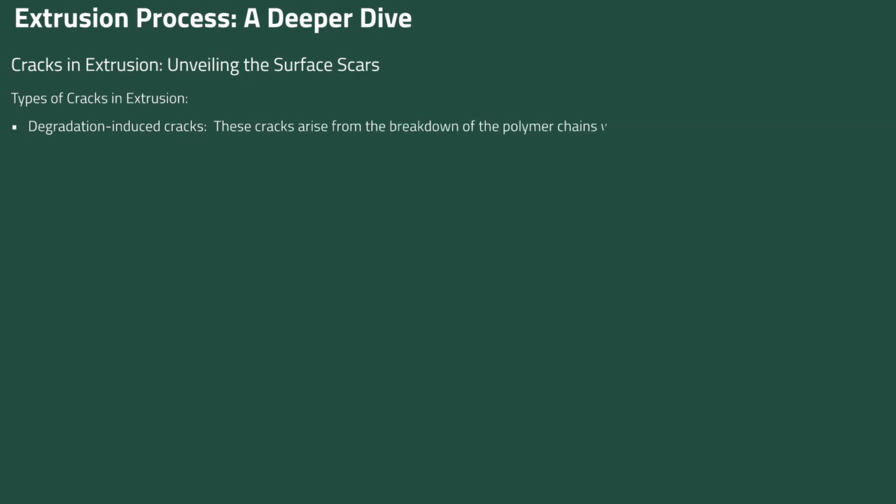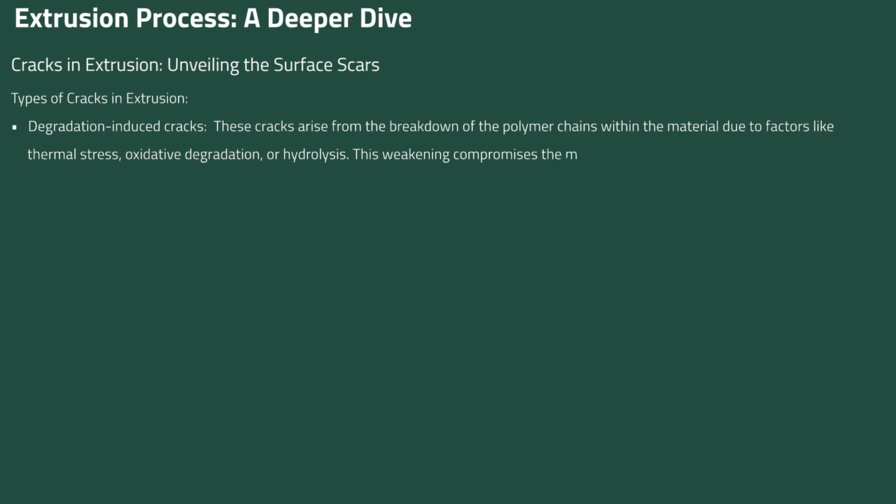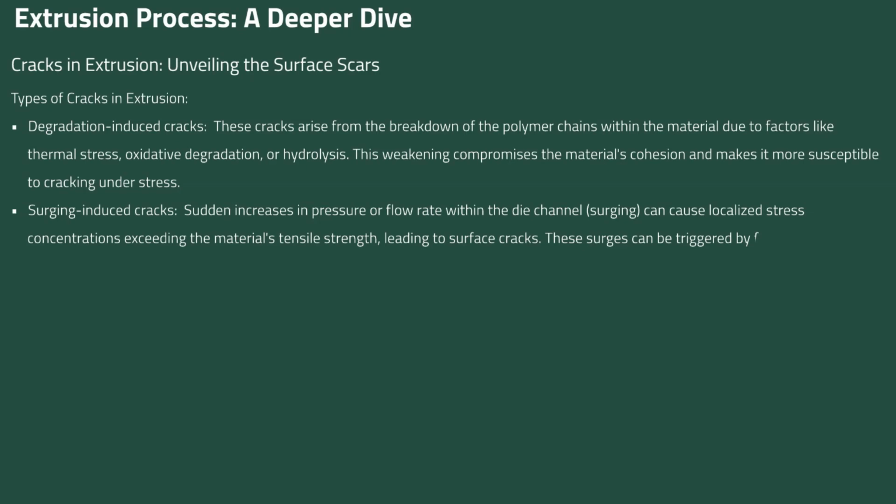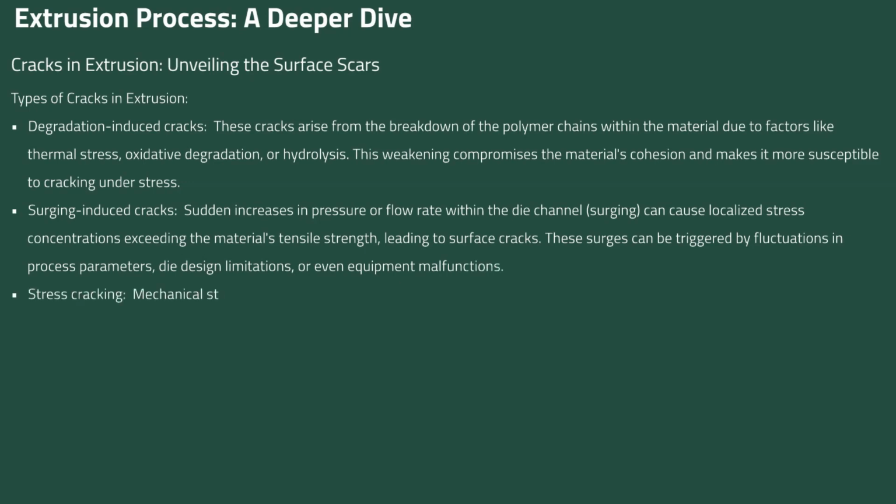Degradation-induced cracks. These cracks arise from the breakdown of the polymer chains within the material due to factors like thermal stress, oxidative degradation, or hydrolysis. This weakening compromises the material's cohesion and makes it more susceptible to cracking under stress. Surging-induced cracks. Sudden increases in pressure or flow rate within the die channel can cause localized stress concentrations exceeding the material's tensile strength, leading to surface cracks. These surges can be triggered by fluctuations in process parameters, die design limitations, or even equipment malfunctions.